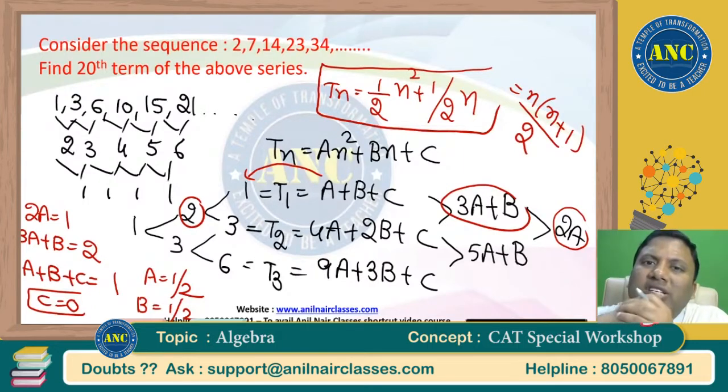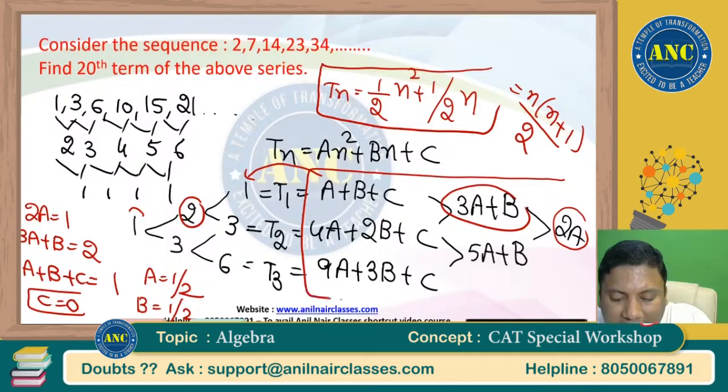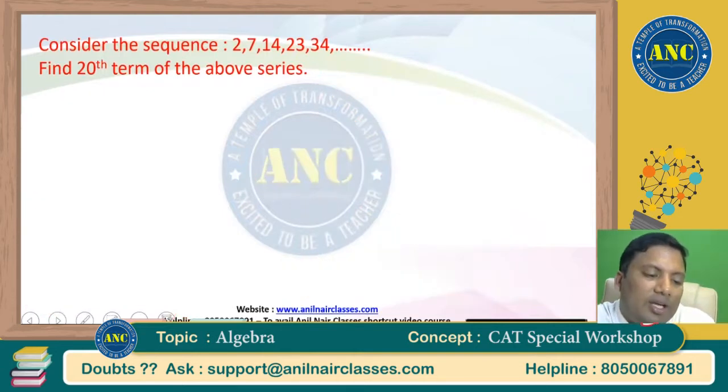I hope this key point is clear to you. If the difference between the terms is constant in 2 steps, the nth term will be a quadratic expression. If the difference is constant in 3 steps, then it is nothing but a cubic expression. How to write down the answer directly, that also we will see. Now if you see the entire right hand side, it is always the same. 2a is nothing but 1. So what you do is, directly write down the answer.